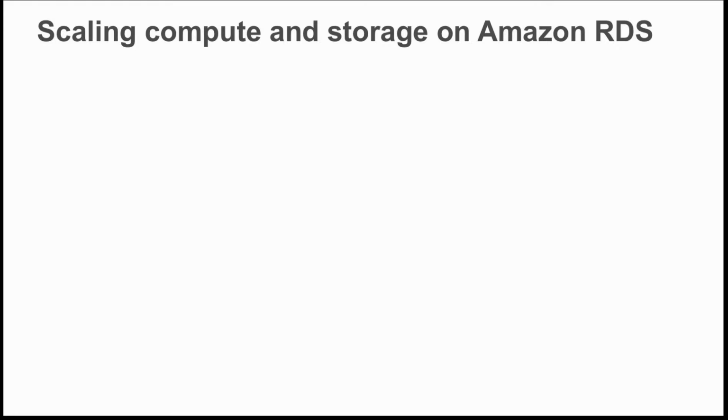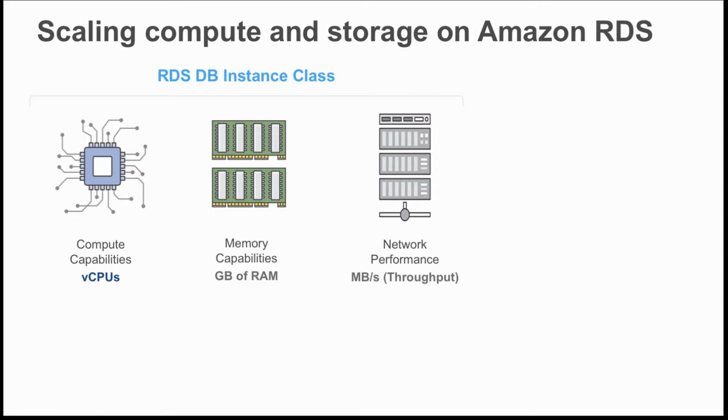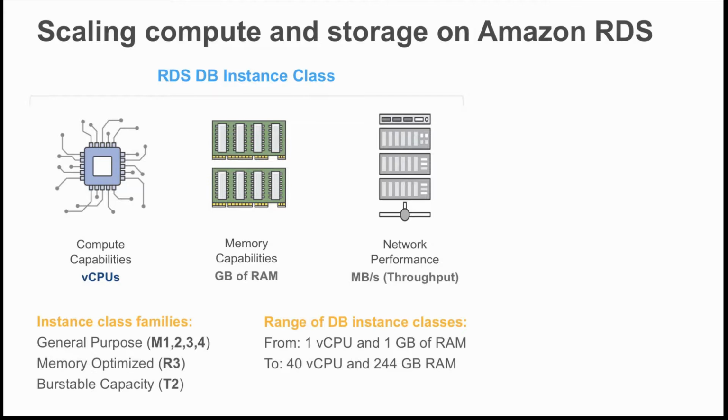Scaling compute and storage on RDS. We offer a wide variety of instance types suitable for most workloads, ranging from a single CPU up to 40 CPUs and 250 GB of RAM. There are various instance types and categories that we support, categorized into various instance families, whether you're looking for more compute-intensive instance types, types more tuned towards memory capabilities, or if you require very high network throughput for your database instances, you can pick and choose the instance type you want.